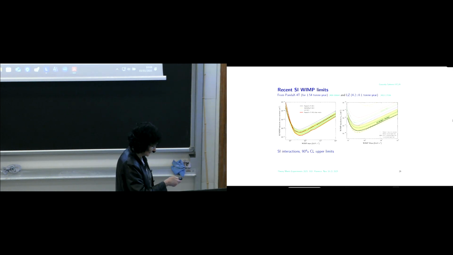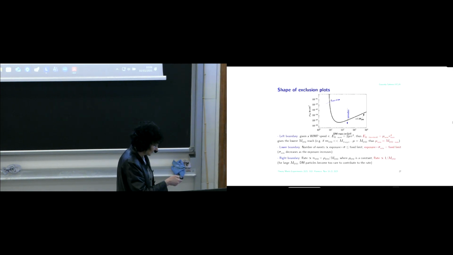I would like to use these plots to indicate why the shape of the exclusion plot is like this. The shape of the exclusion plot depends on the energy threshold in your detector. And then this asymptote goes as 1 over the mass, so this is as a function of the mass. And how high this is depends on your exposure. More exposure means lower. Okay?